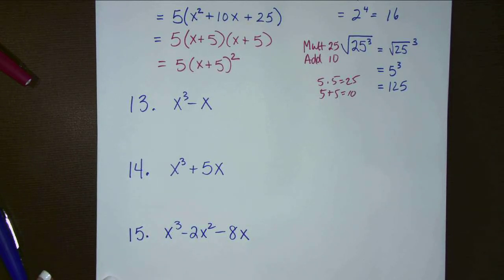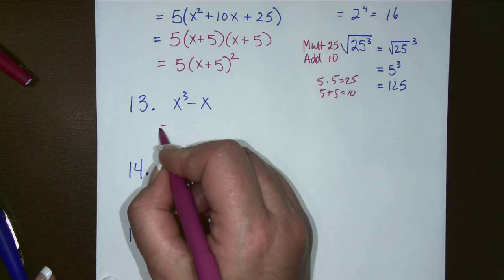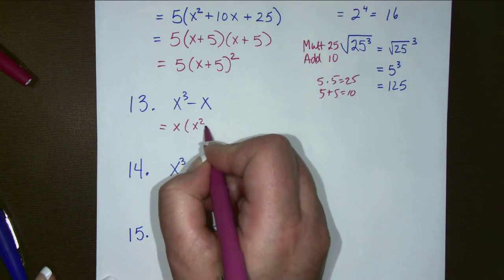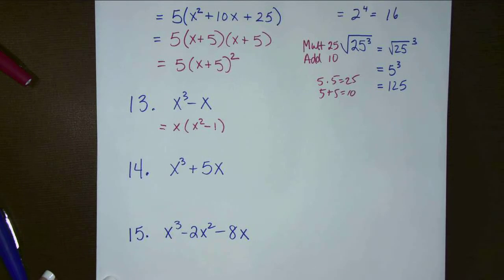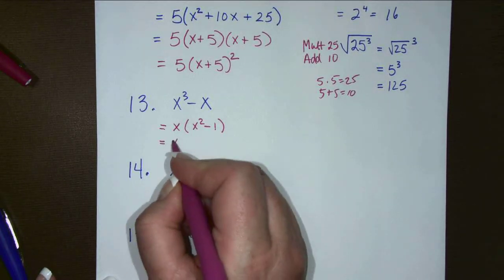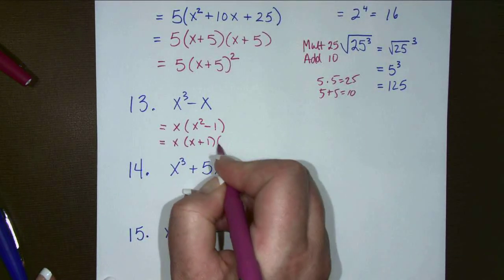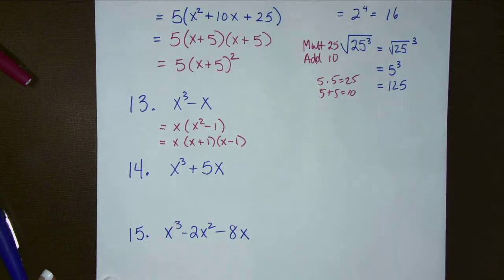Who has them all right? Oh, good. Okay, so the first one, an x factors out, and we'll be left with x squared minus 1. X squared minus 1 is a difference of squares. So x plus 1, x minus 1. Just look at your answer and make sure it looks like mine. 3 factors here. Starts with a cube. There's either 3 factors or 2 or 1. And it can't be more than that.